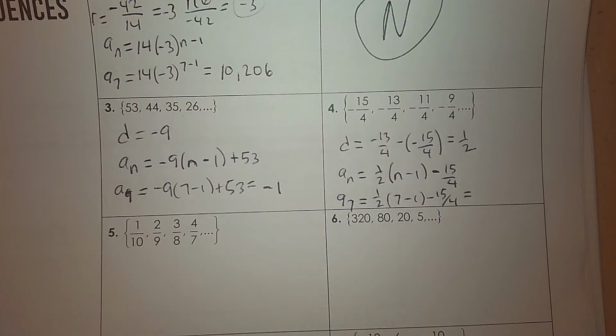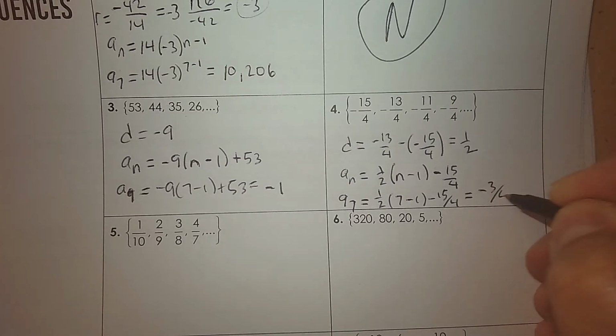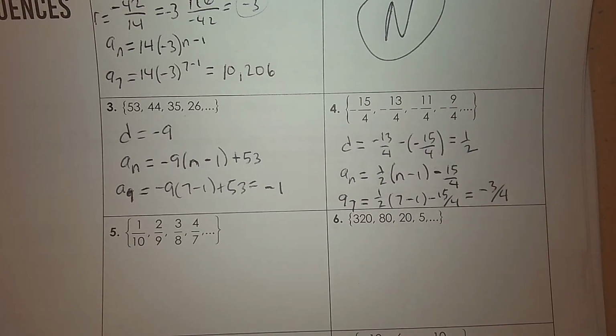Let's see. Nicholas, what answer did you get? That's what I got. Good job. All right, let's look at number 5. And again, I'll ask somebody, is it geometric, is it arithmetic, or is it neither?